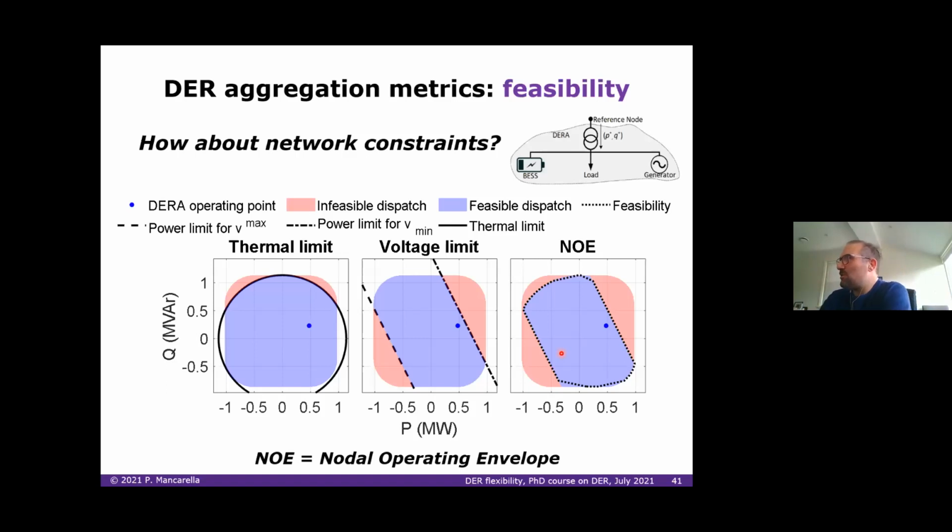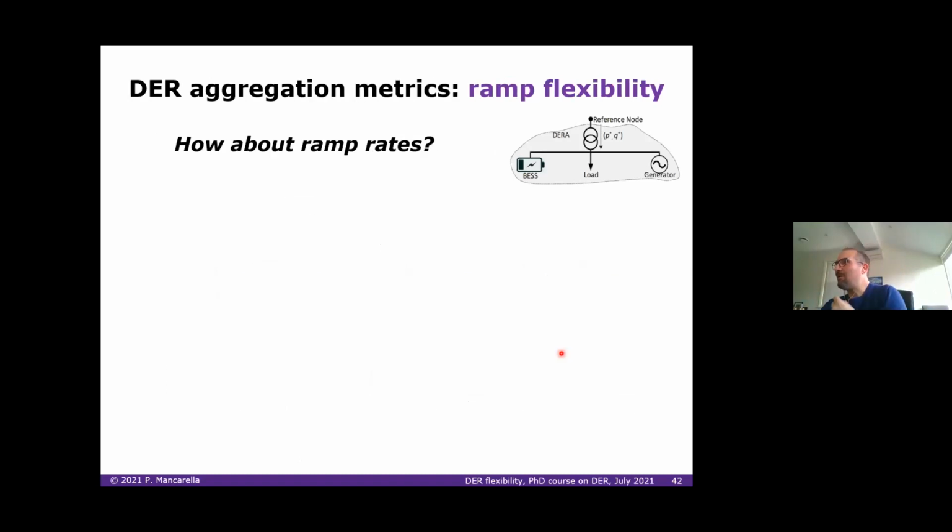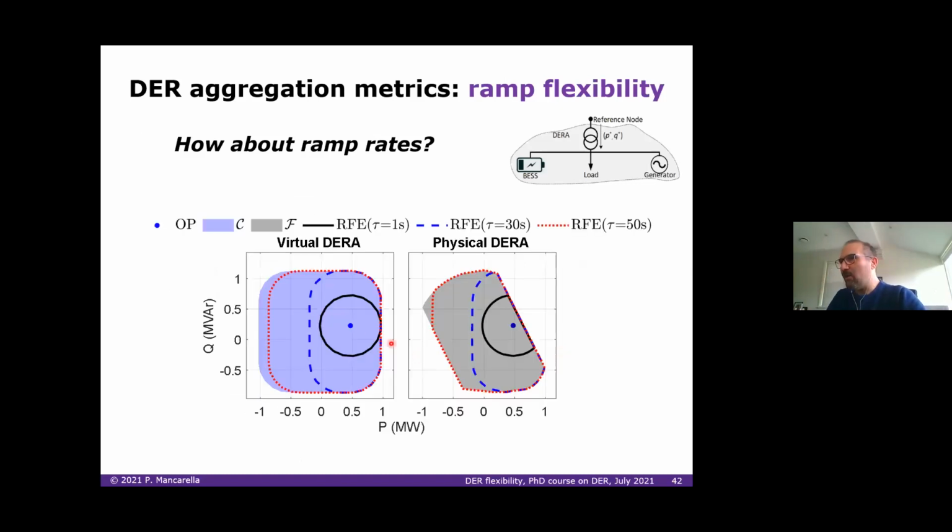Then I need to introduce new features of this. So how about ramp rates? How fast can I move from one operating point to another? So depending on where I am, and depending on where I want to move, if I have ramp rate constraints, I can only move, for example, in 1 second.